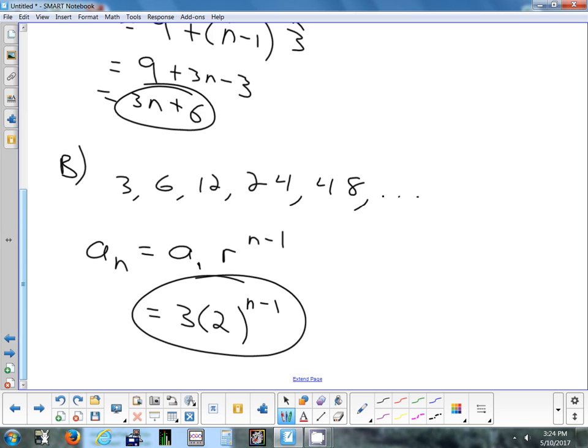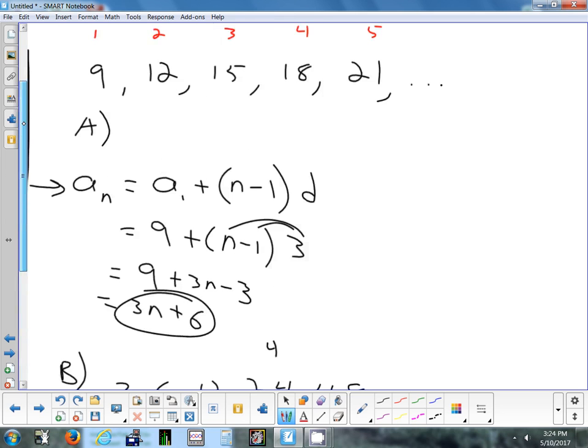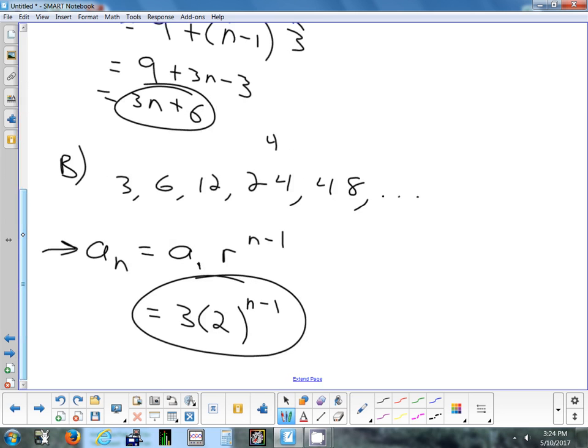So let's try to generate our fourth term. What's 4 minus 1? 3. What's 2 cubed? 8. What's 8 times 3? 24, that works. You could check it on another one too. 64. Okay, so any questions on how to generate an explicit formula from either an arithmetic or geometric sequence?